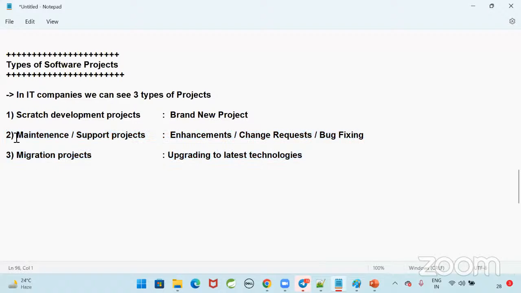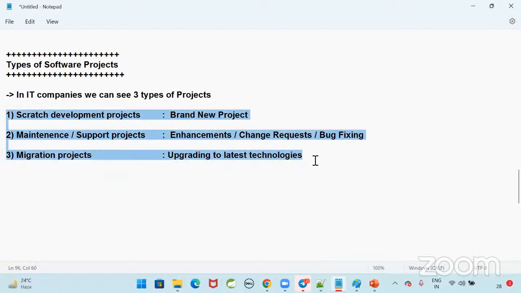Maintenance and support projects will be there; both are the same category. Enhancements, change requests, and bug fixing will be there. In migration projects, old projects developed on legacy technology will be upgraded to the latest technology like Spring Boot, microservices, Angular, React, microservices architecture. So when you join a company, you can see three types of projects.